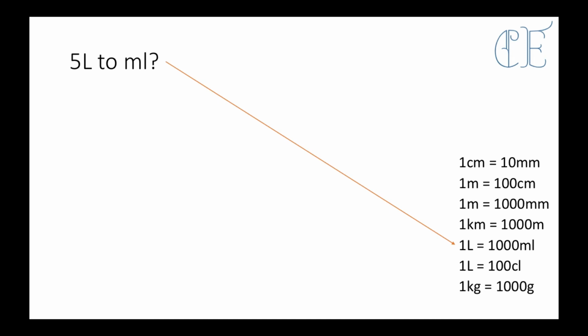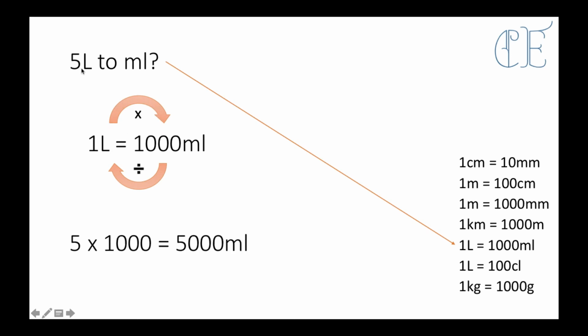Okay, right, so let's draw our conversion diagram. We are in litres this time, which means we are here on our diagram, and I want to go over to ml. So to find out what that is in ml, I must times by 1,000. 5 times 1,000 is 5,000 ml.